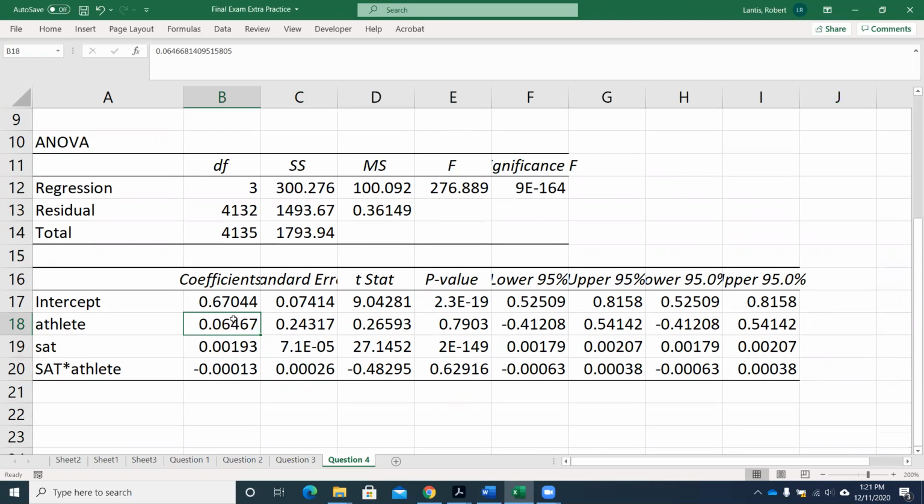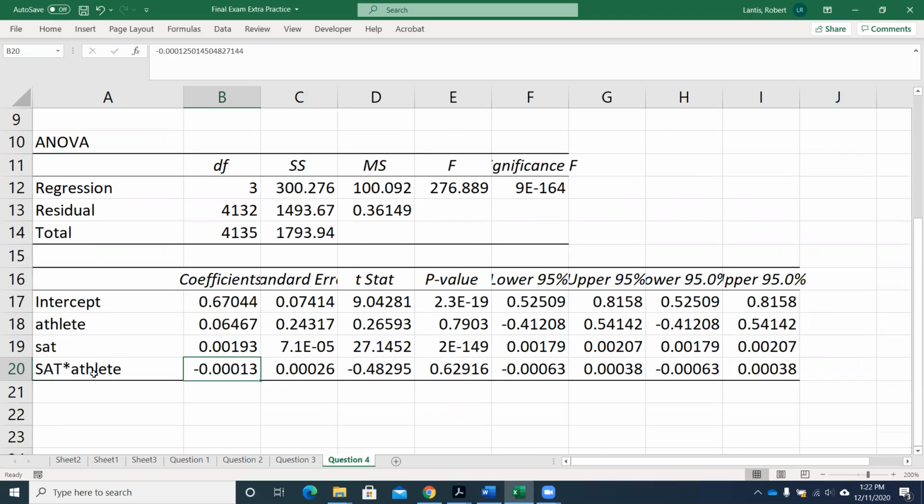My interpretation on this athlete variable is if the student goes from being a non-athlete to an athlete, their predicted GPA would go up by about 0.06. Now, the interaction term, because it's negative, is telling me that the SAT score for a student athlete is going to be less of a predictor for GPA.